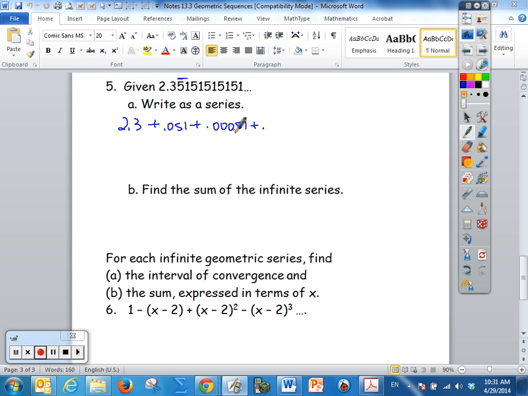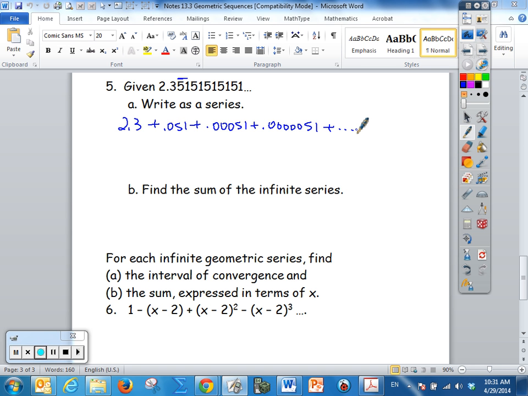So 1, 2, 3, 4, 5, 5, 1 plus dot dot dot. It keeps going on. I don't know about you, but I think 3 is probably enough. I don't want to keep writing those out. So that's my series. Now that's it in decimal form.